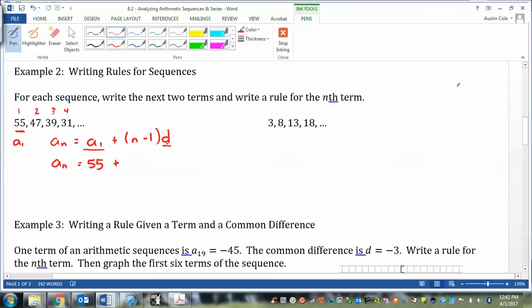Do I know our common difference? Well, how much are we changing by? It's 8, and we're going down by 8, right? So that's going to be important. Are we going up 8 or down 8? It will depend if it's 8 or negative 8. So in this case, it is negative 8. So I'm going to have n minus 1 times negative 8.